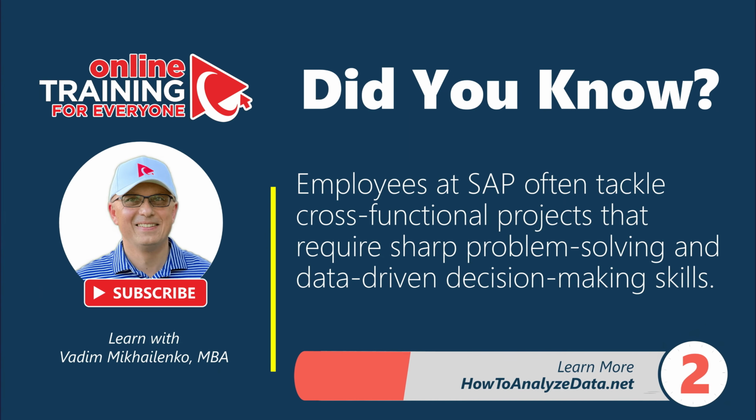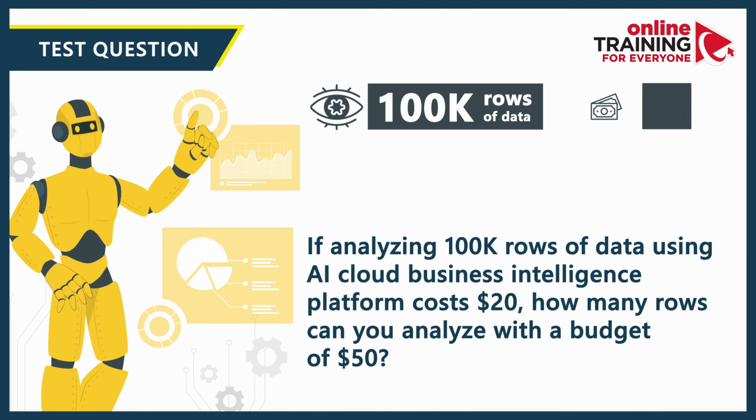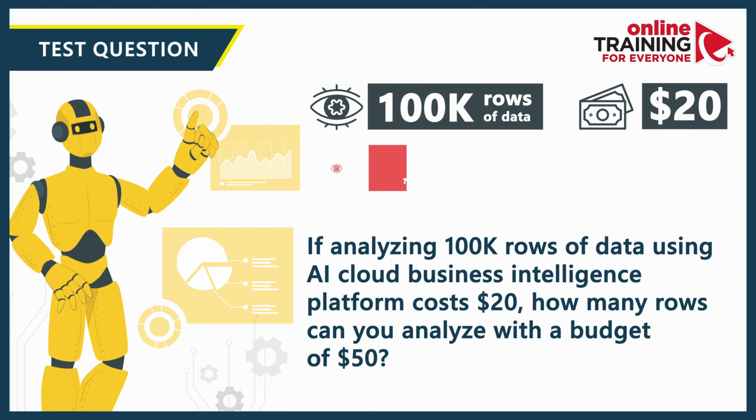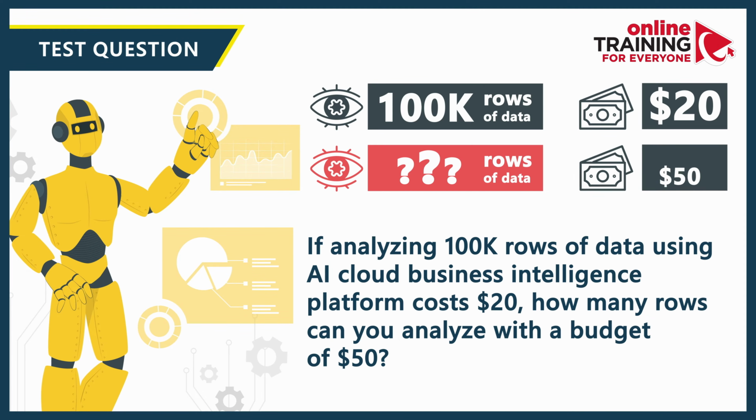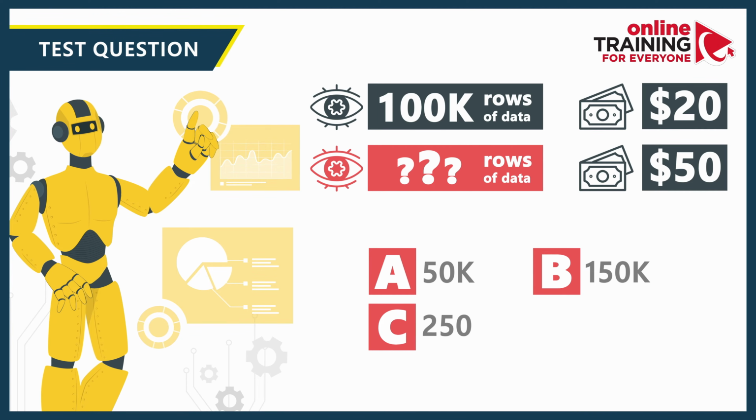Here's a quick brain teaser to sharpen your analytical abilities. If analyzing 100,000 rows of data using AI Cloud Business Intelligence Platform costs $20, how many rows can you analyze with a budget of $50? Your choices for the answers are choice A, 50,000, choice B, 150,000, choice C, 250K, and choice D, 400K.